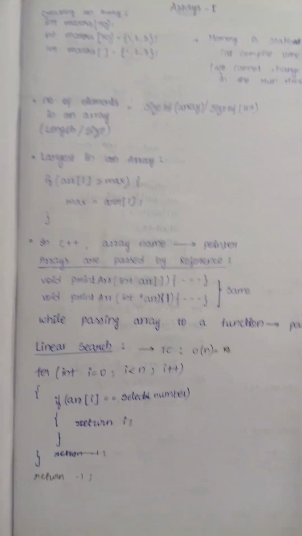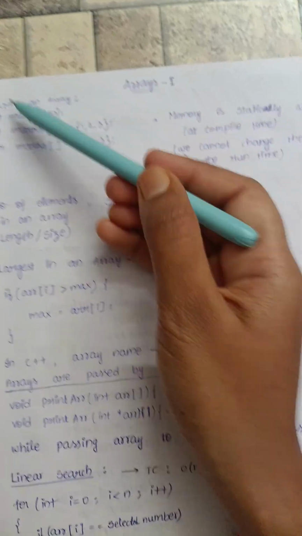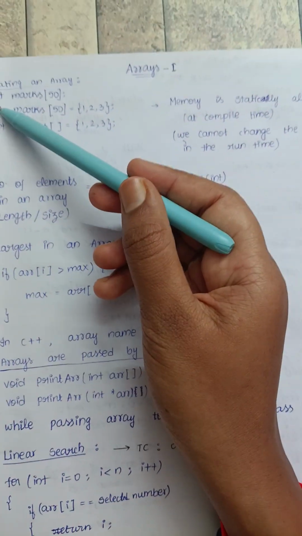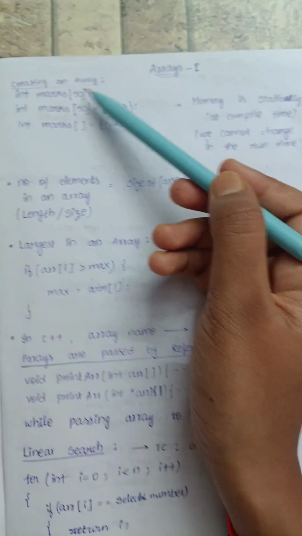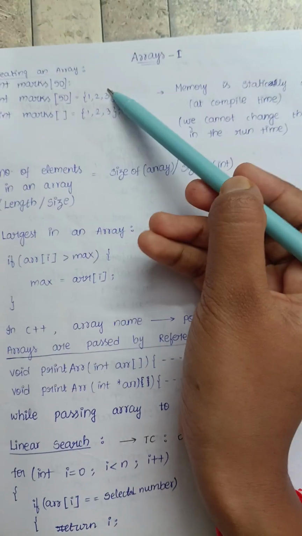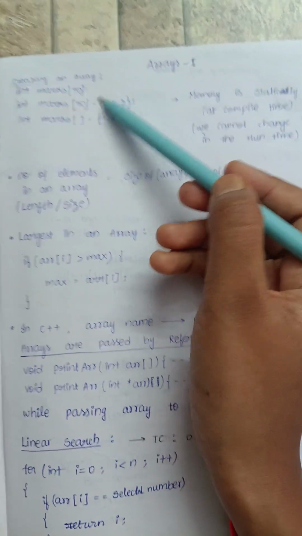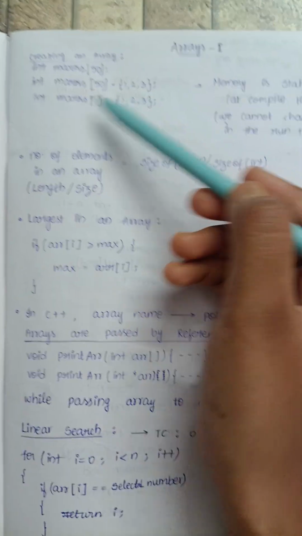Now I'll show you. You just see. How are we actually doing? We are creating an array int marks of 50. This is declaring an array. This is initializing and declaring at once. Marks of 50 equals 1, 2, 3.